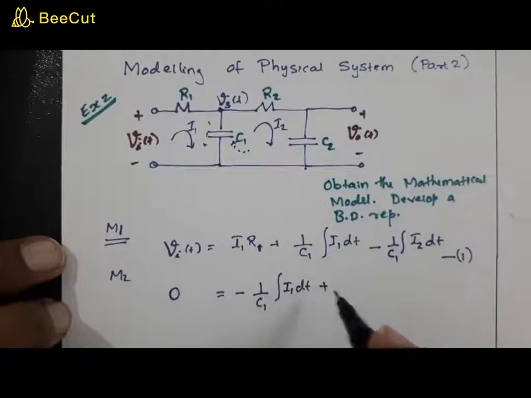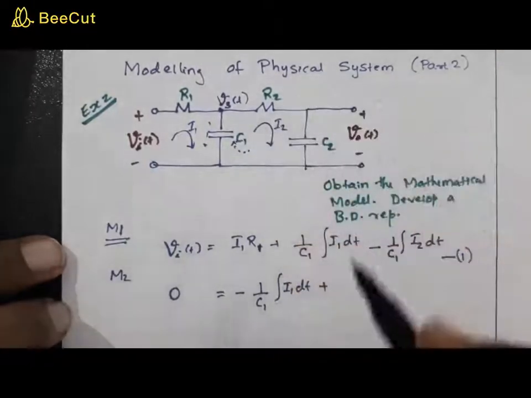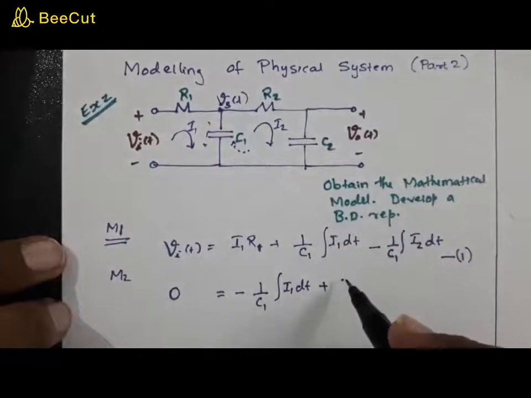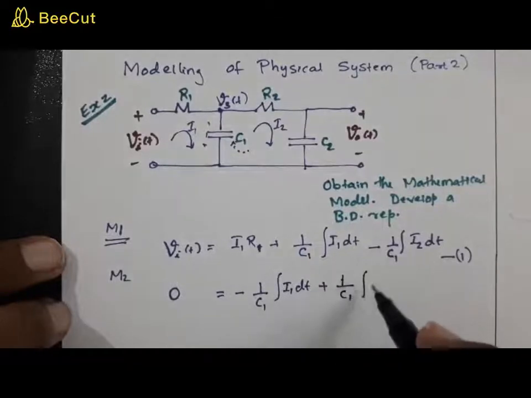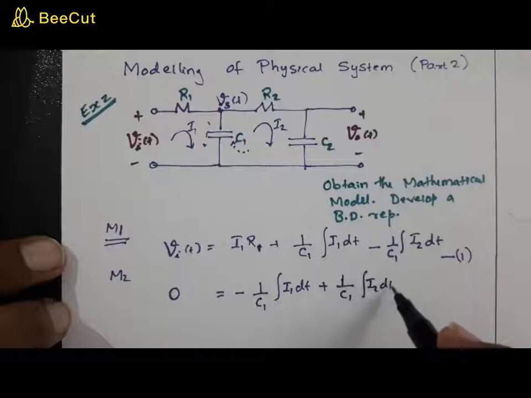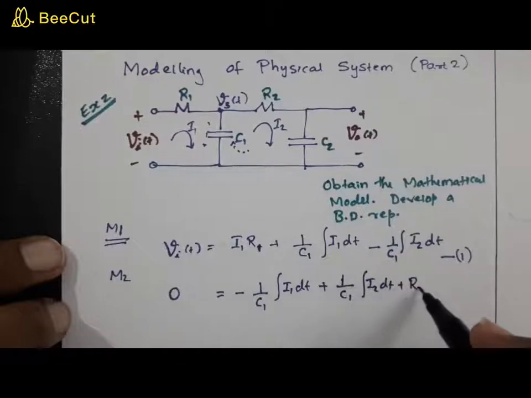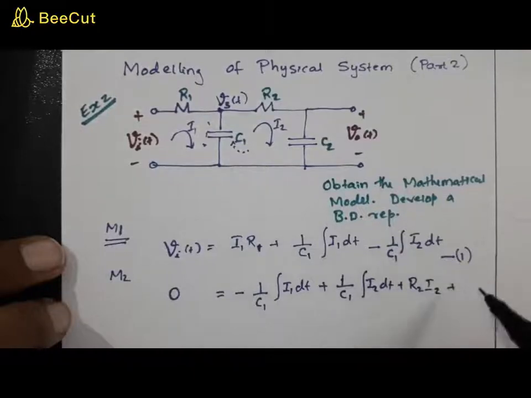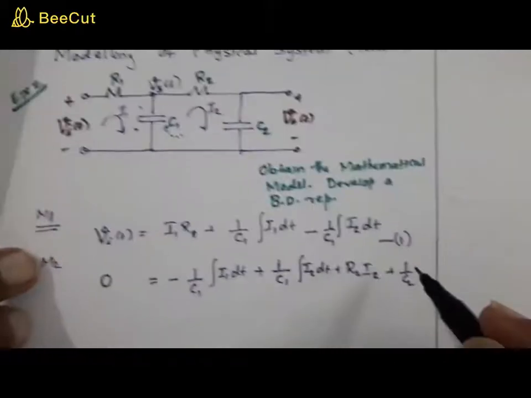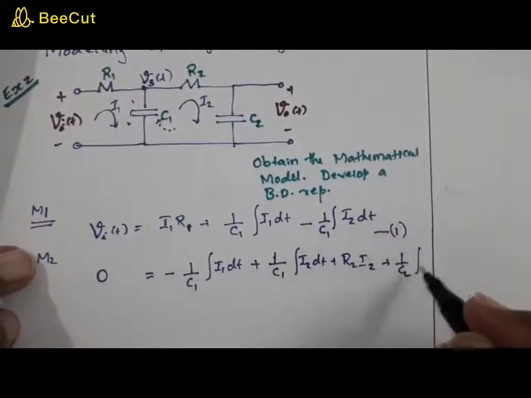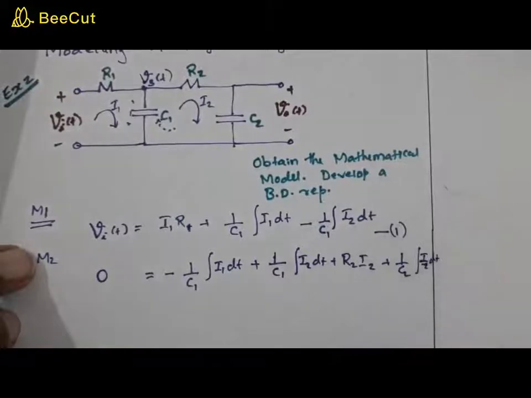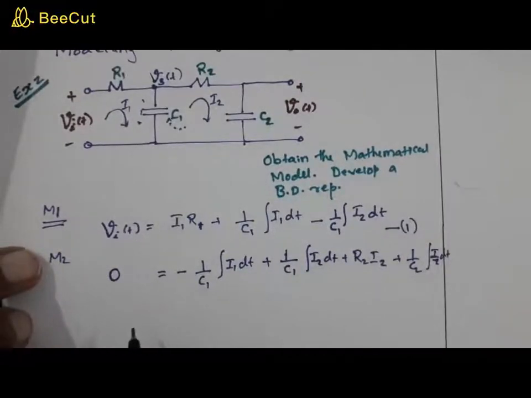Then what about I2? Now I2 flows through this, so this will be I2 into 1 by C1 integral I2 dt plus R2 into I2 plus 1 by C2 integral I2 dt, right? Okay, now this is your second equation.